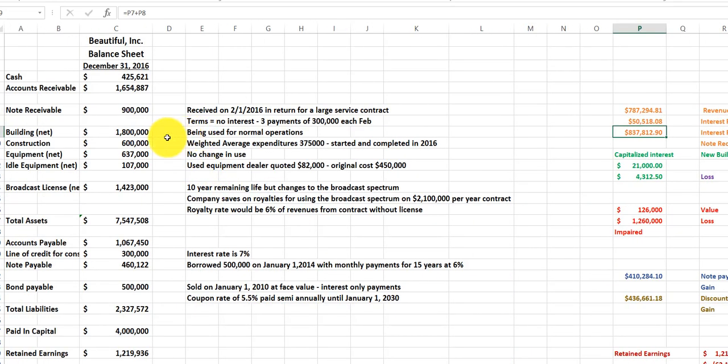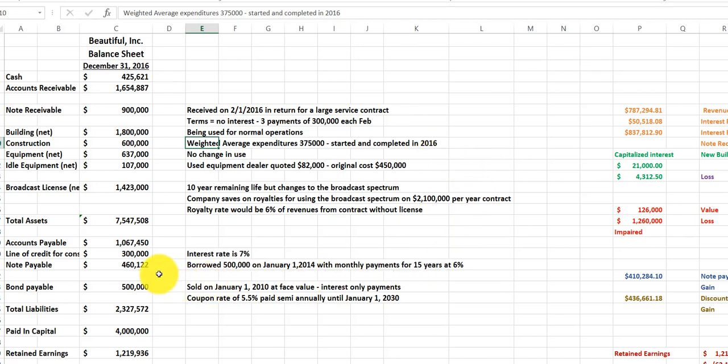All right. Building being used for normal operations, we learned that as long as you're using it normally, you do not need to test for impairment on property, plant, and equipment. However, there is construction going on as well. This is a self-constructed asset. We need to consider the addition of capitalized interest. The weighted average expenditures, 375, are calculated for us. We don't have to do any 4/12, 5/12, or any of the weighted average calculations. We just need to look at the specific particular borrowings that were made.